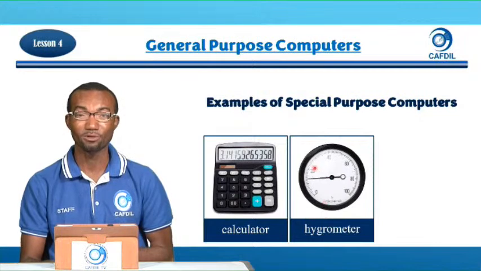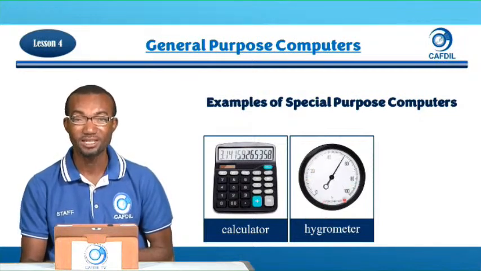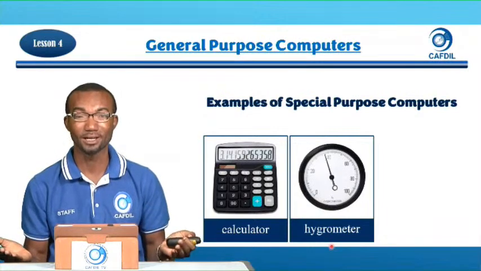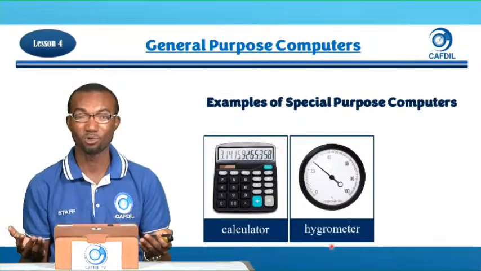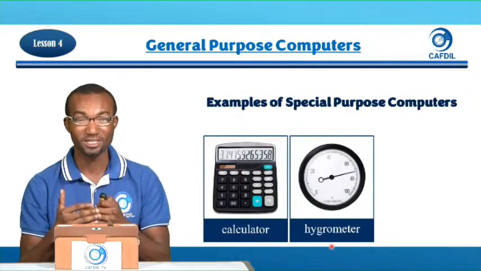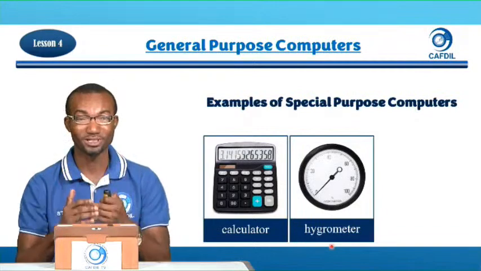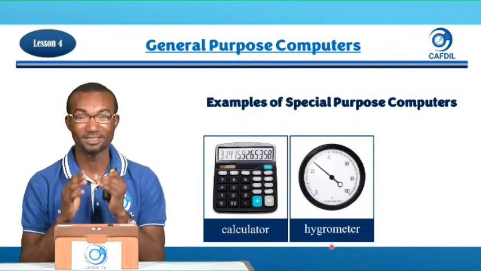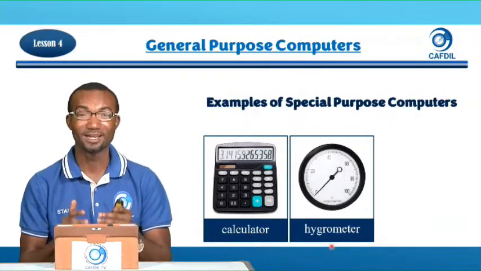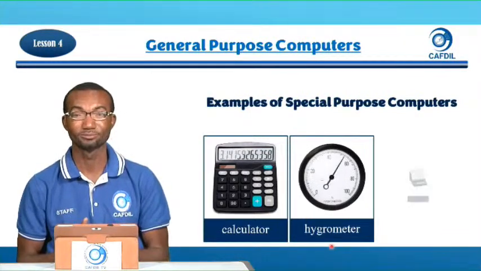If a hygrometer is used to measure the water vapor in the air, it cannot be used as a barometer or as a thermometer. Its sole work is to measure the amount of water vapor we have in the air. And that makes the hygrometer a special purpose computer.